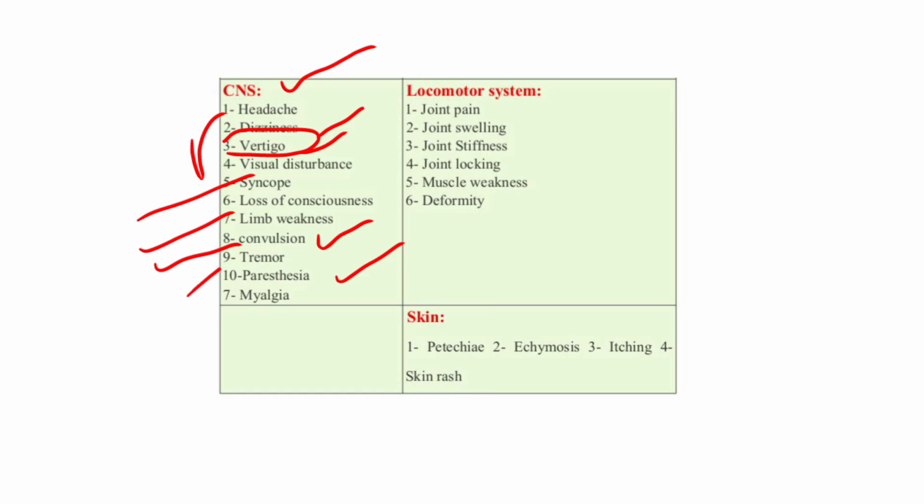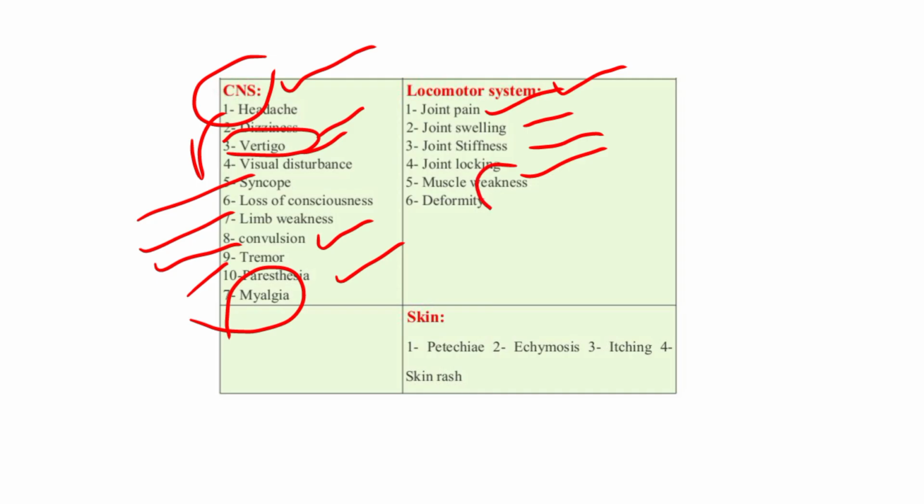Tremors, paresthesia, and myalgia, muscle pain. These questions are asked in the central nervous system. And next, the locomotor system. In this, we will ask questions like joint pain, any kind of swelling in the joints, joint stiffness, joint locking, muscle weakness, muscle fatigue, any kind of deformity. These joint and muscle related questions are asked in the locomotor system.